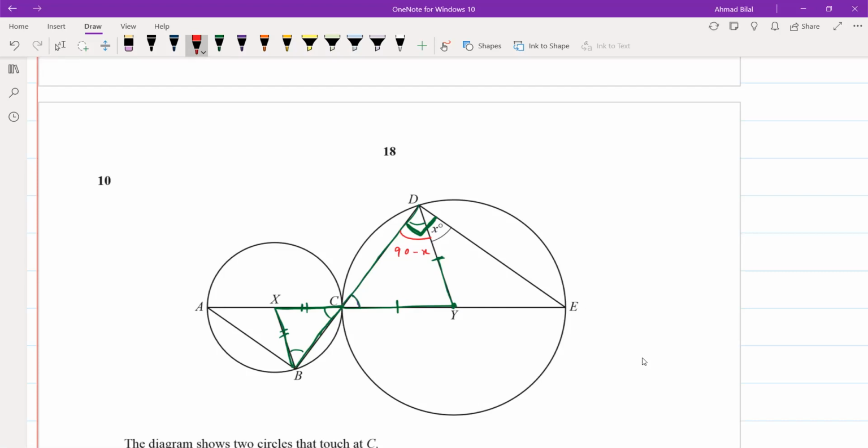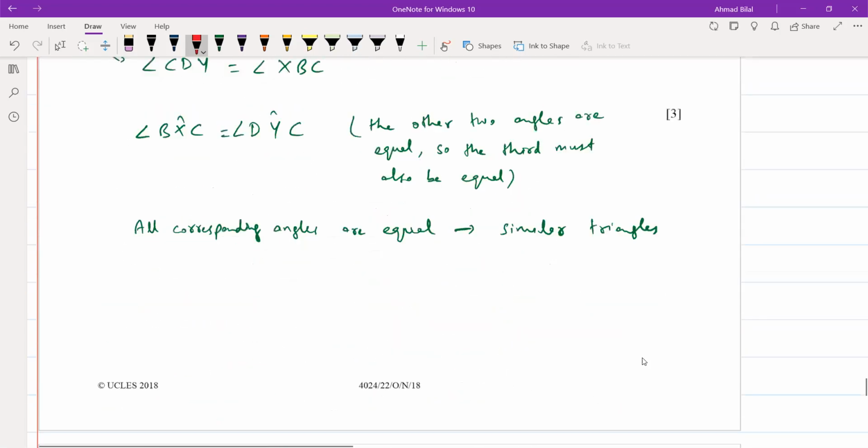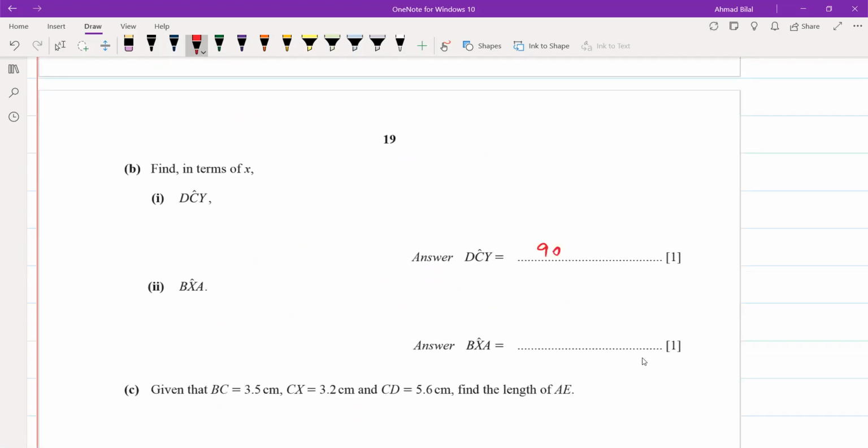आपको क्या चाहिए था? आपको DCY ये वाला angle चाहिए था. अभी ऊपर वाला angle और ये नीचे वाला angle they're actually equal. हमने पहले भी prove किया था. Since these are radii, ये भी radius है, ये भी radius है, तो इनके opposite angles हैं, वो equal होंगे. So if that is 90 minus x, this should also be 90 minus x. यहाँ पे लिख देंगे DCY therefore is 90 degrees minus x.